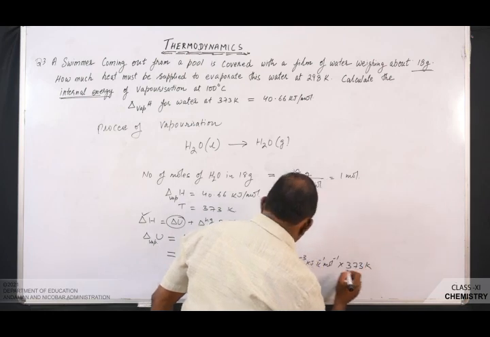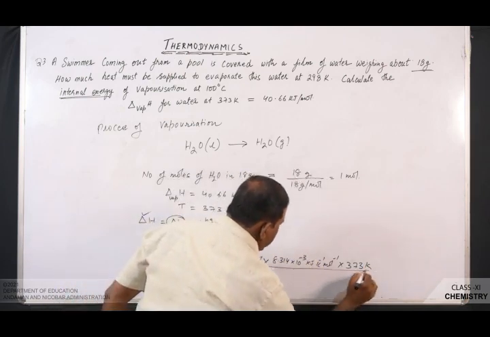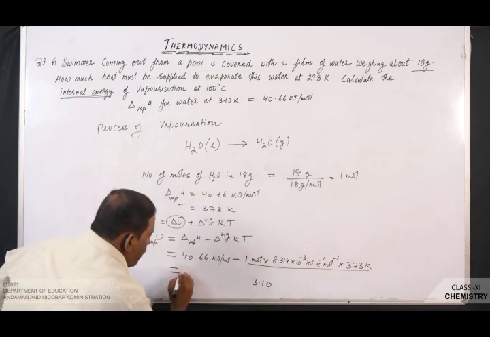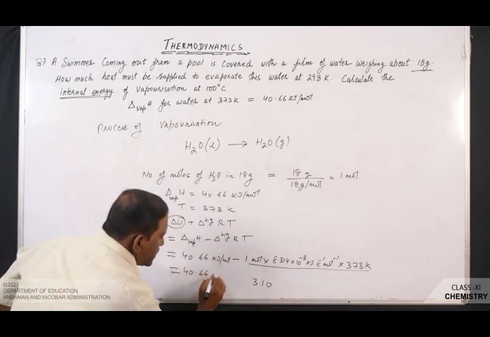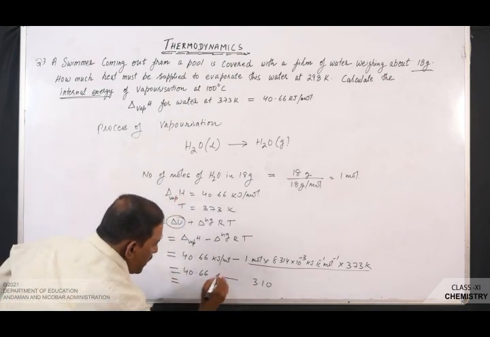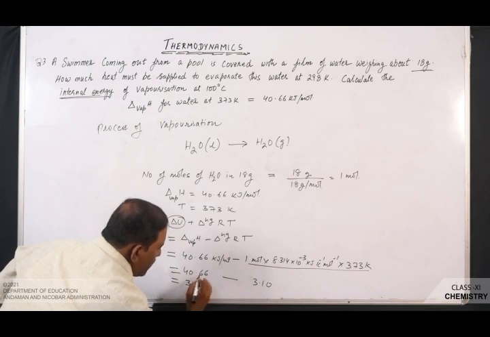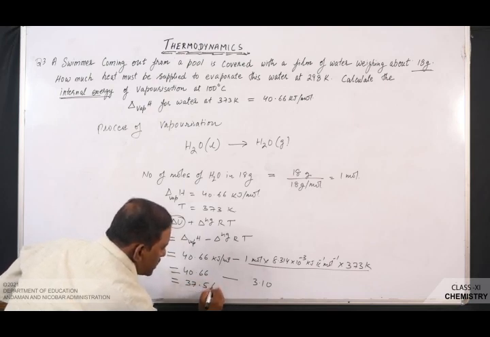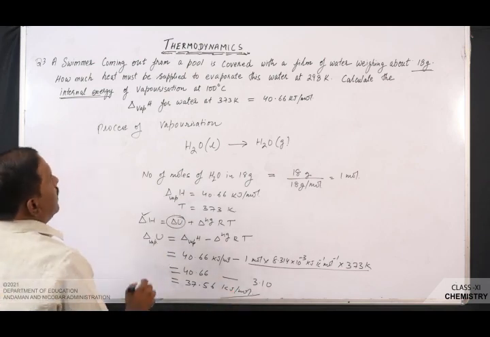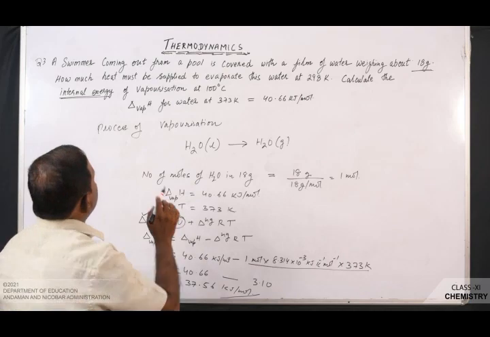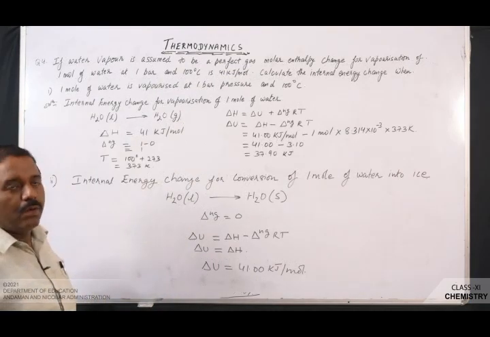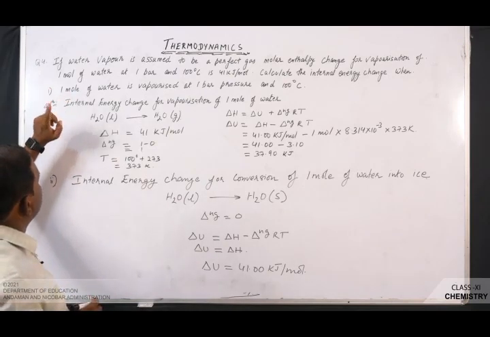Okay, students. So when we multiply all this, we will get 3.10. So 40.66 minus 3.10 will be 37.56 kJ per mole. So this is the required internal energy of vaporization at 100 degree centigrade. Okay, students. Now we will see one more question based on a similar type.